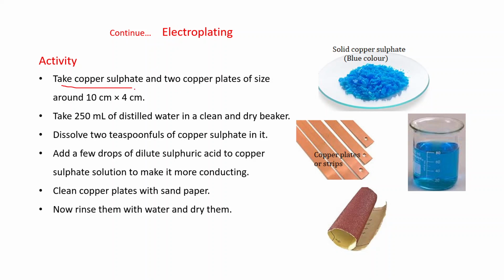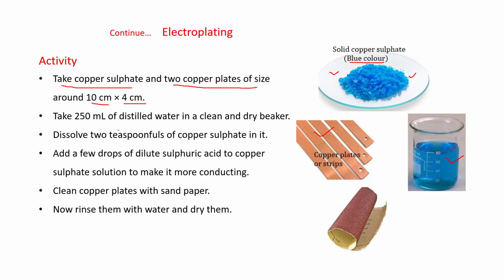Take copper sulfate and two copper plates of size around 10 centimeter by 4 centimeter. Copper sulfate is a chemical in solid state, and its crystals are blue in color. You can see this diagram. This is the copper sulfate, and these are the copper plates. When this copper sulfate is dissolved in water, we will get a blue colored solution like this.